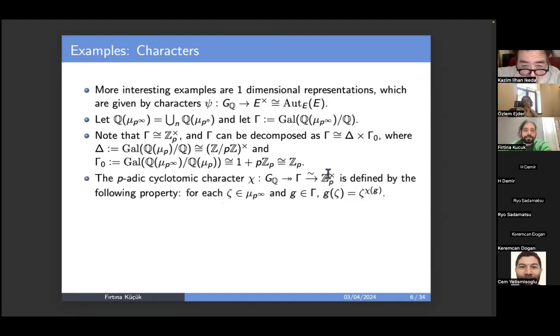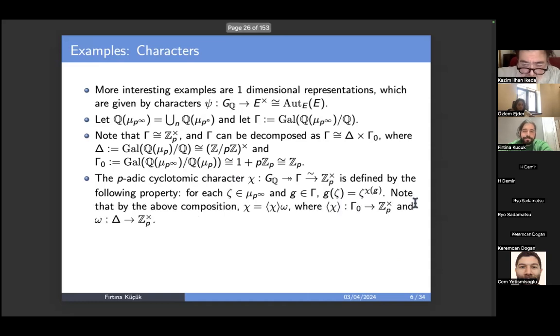And the p-adic cyclotomic character is defined by this property. For every g in here, if we evaluate at a p-to-the-nth root of unity zeta, this is given by a power of zeta, and this power is called the p-adic cyclotomic character evaluated at g. So this is the definition of the p-adic cyclotomic character, and we will use this frequently.